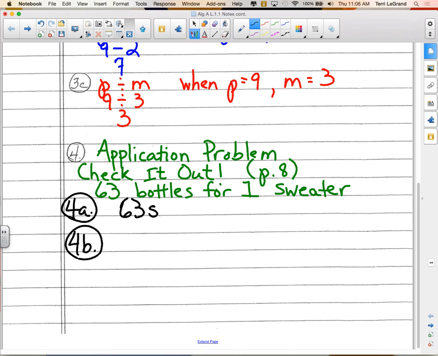Okay, 4B. Find the number of bottles needed to make 12, 25, and 50 sweaters. Okay, so here's what we're going to do. Let's make a table. So S, and this would be our expression that we're going to use in it, and we're supposed to do it for 12, 25 and 50. So we're going to do 12 sweaters, 25 sweaters, 50 sweaters, okay?